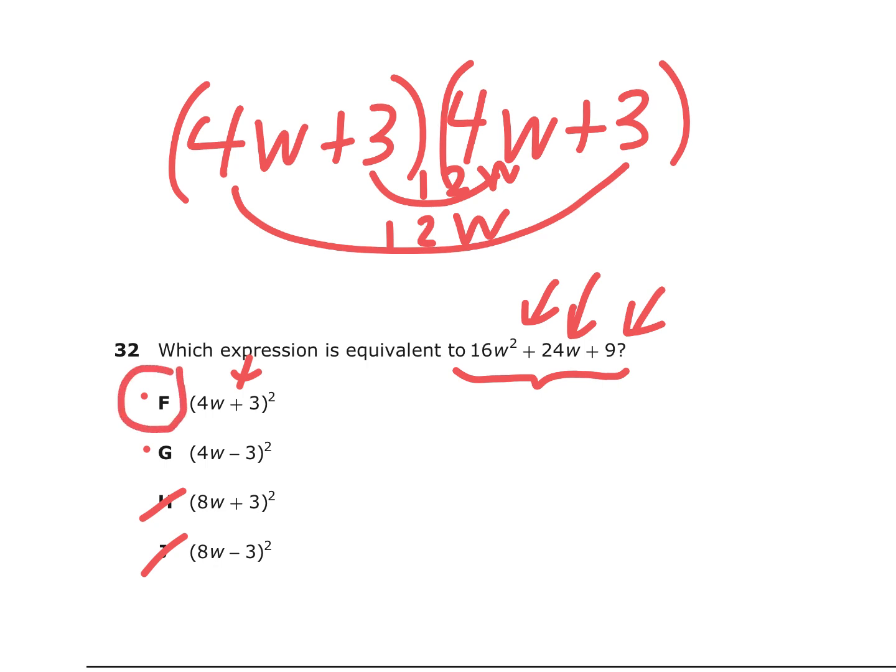And you can check this with a calculator. You can graph this one here and graph this one here and line them up. They're exactly the same. You can also substitute for w a number, 1, 1.5, 2, and then match them up with the answers. It'll take some time, but if you take your time on this one, all of you should get this one correct. Number 32, the answer was F.